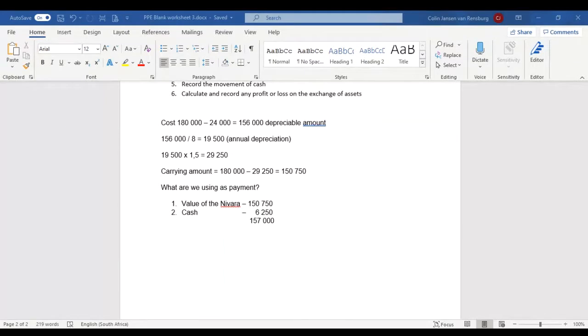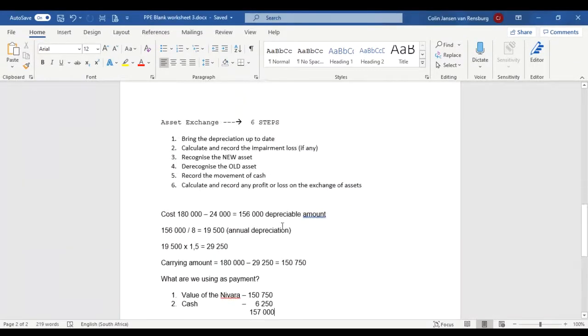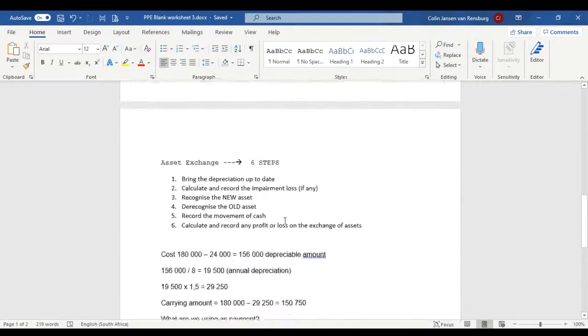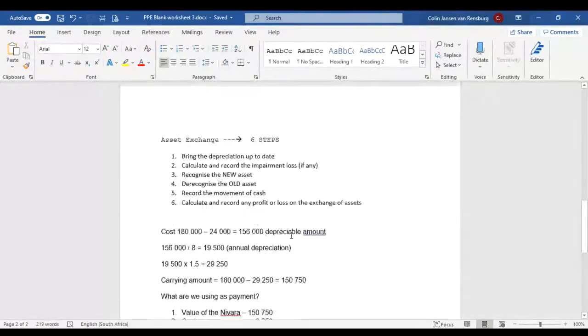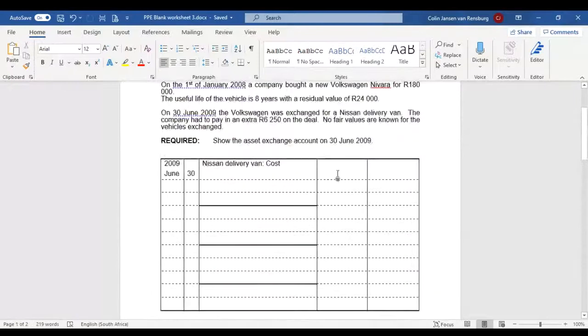So now let's go and complete our journal entry. Not complete, but the first leg of the journal entry. So we are saying the cost is 157,000. So let's go and complete that first leg of the journal entry. 157,000 rands, right? Okay, so that is our first entry that we need. So what have we done now?